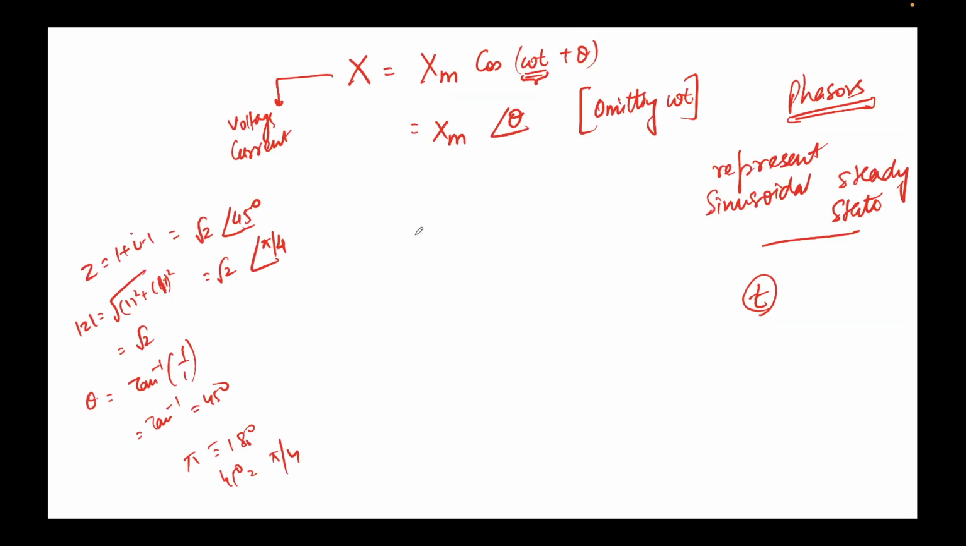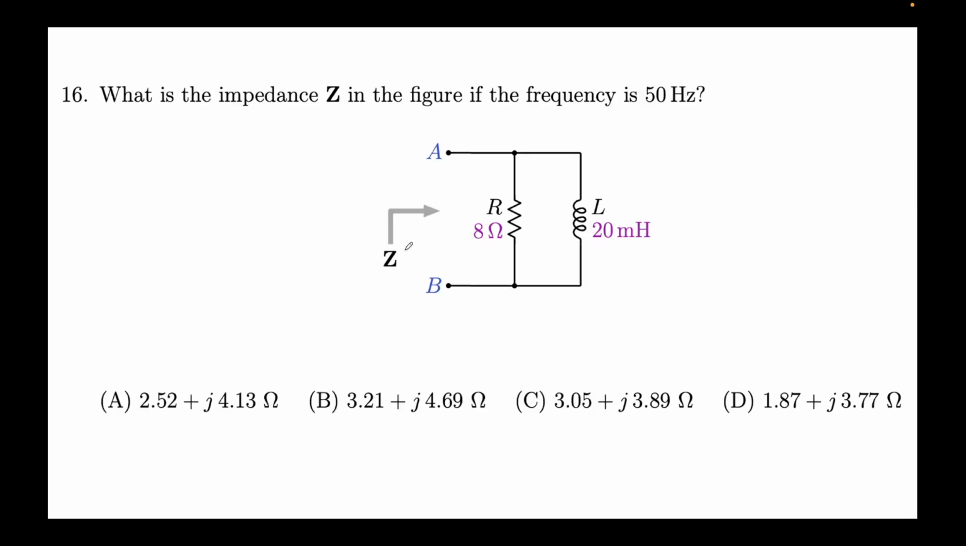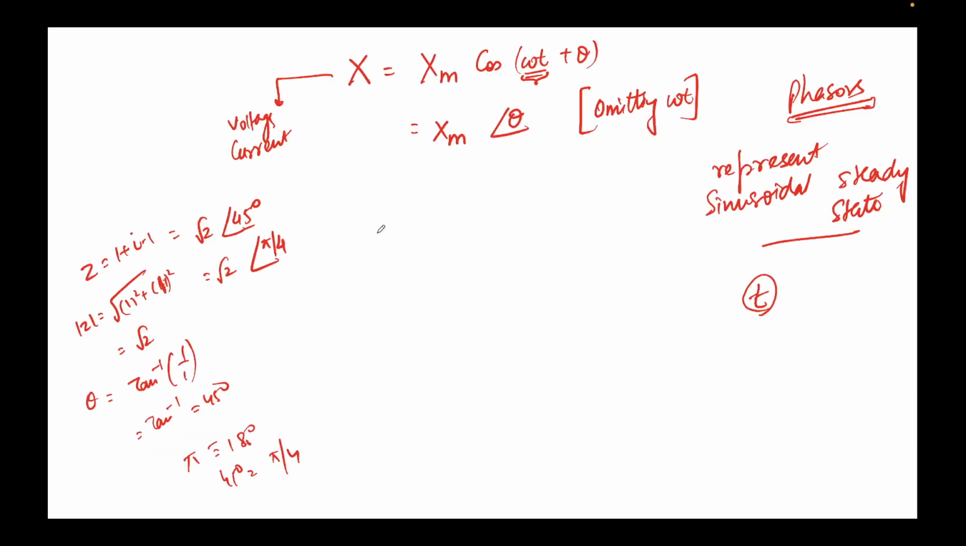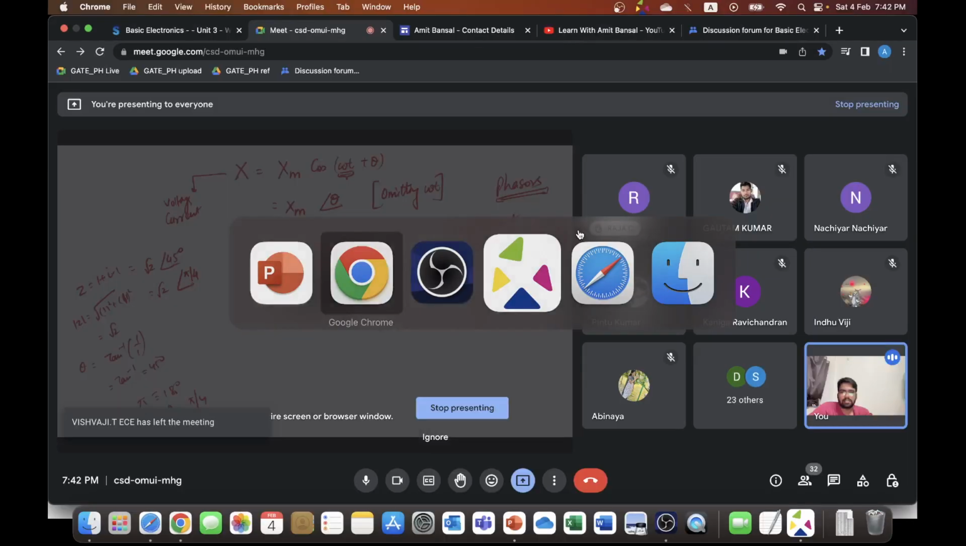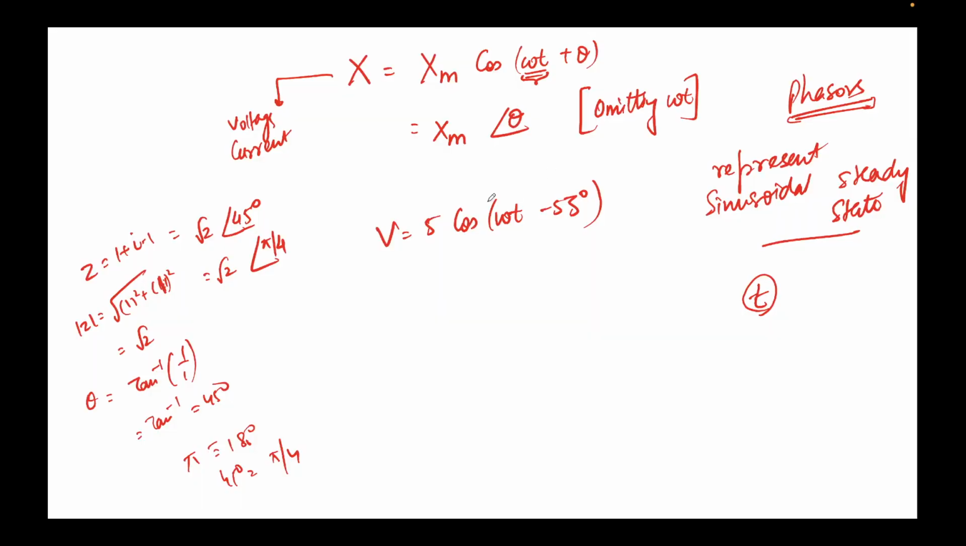Now the question asks: what is the phasor corresponding to 5 cos(omega t minus 53 degrees)? I'll solve it over here itself. So, 5 cos(omega t minus 53 degrees). As I told you, we omit the omega t term, so we forget about it and compare with this format.